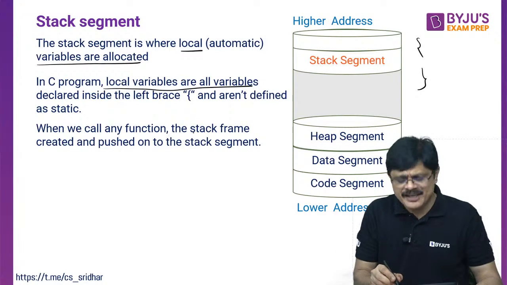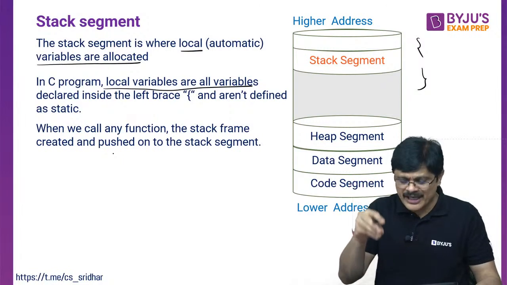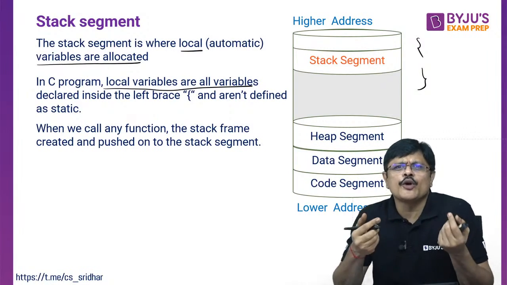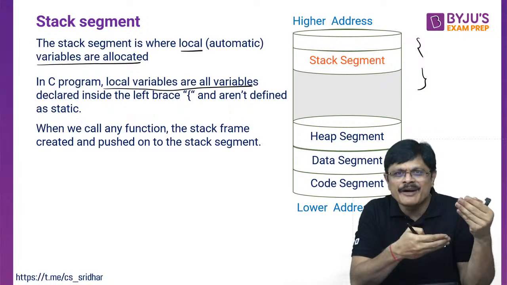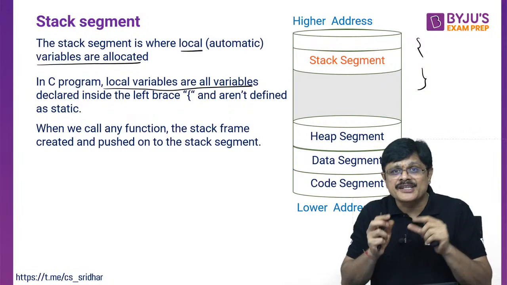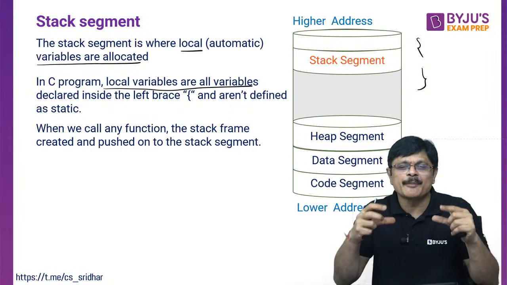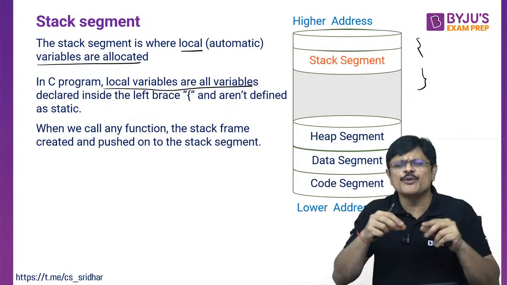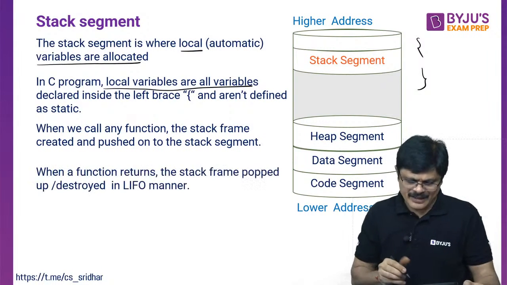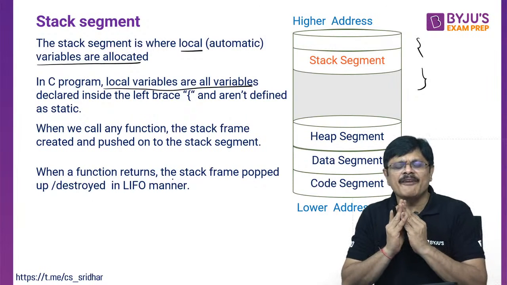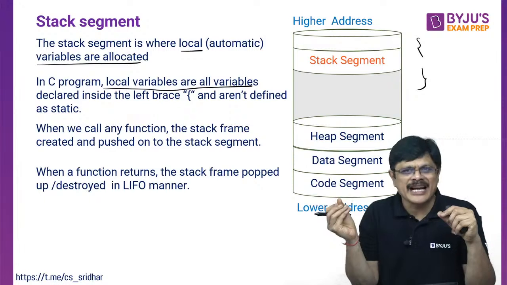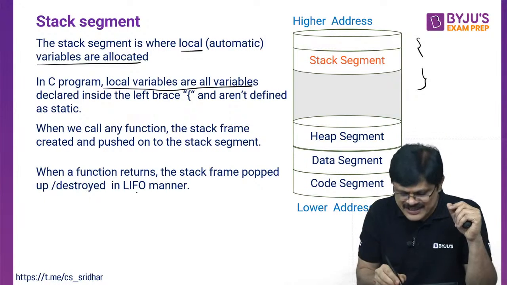When we call any function, a stack frame is created and pushed onto the stack segment. So whenever you call a particular function, from your main program or from some function, having given a definition for that function, an activation record is created for it. I'll tell you the different contents of an activation record in a while. When a function returns, that is, once the function activity is completed, whatever was pushed onto the stack is popped out of the stack, my dear friend. That is LIFO manner. Stack means LIFO.